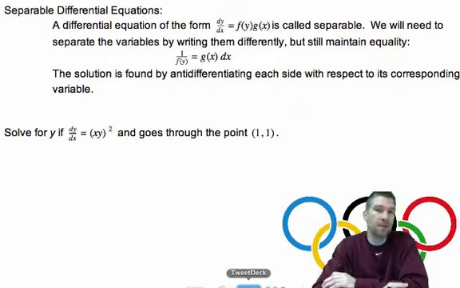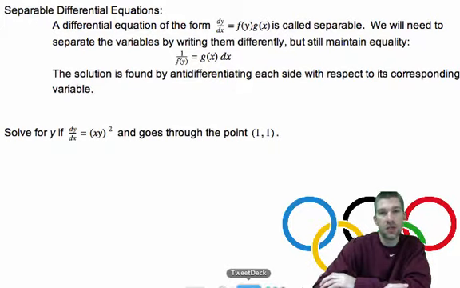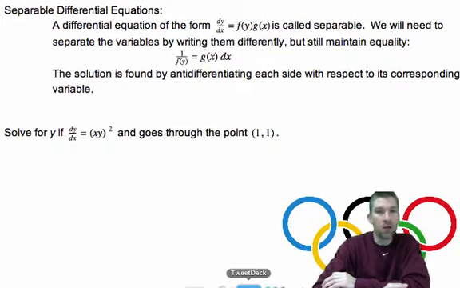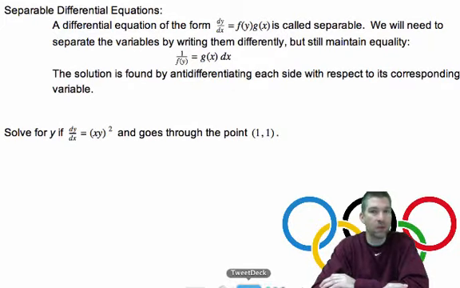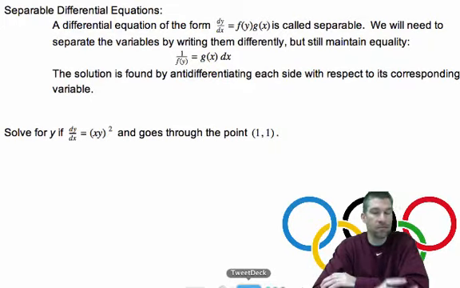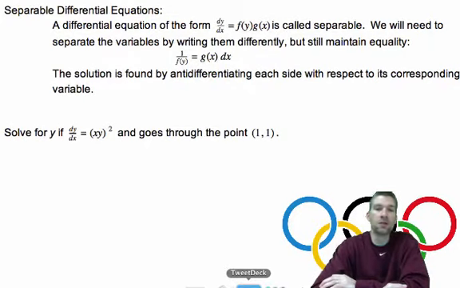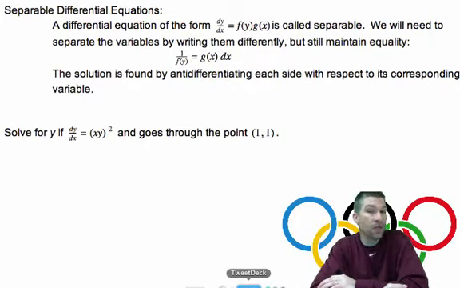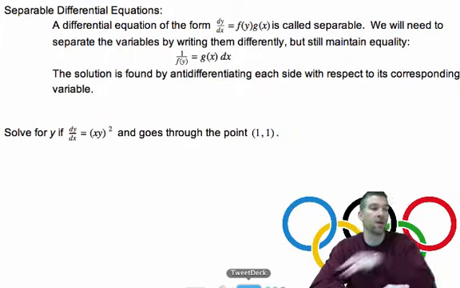So this steps back to old school Algebra 1 stuff, where you had to isolate one variable on one side of the equation and one variable on the other. Our equations won't be as neat, but it's still the same thought process: whatever you do to one side of the equation, you have to do to the other. And now our bag of tricks includes derivatives and integrals. So the solution is found by anti-differentiating each side with respect to its corresponding variable.